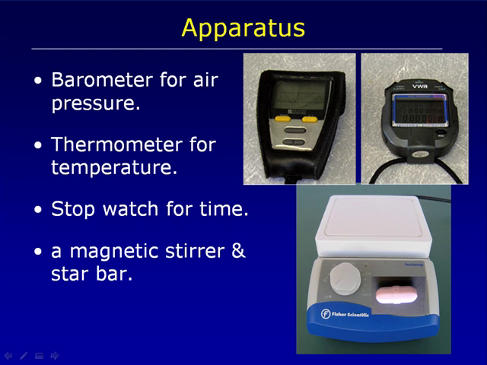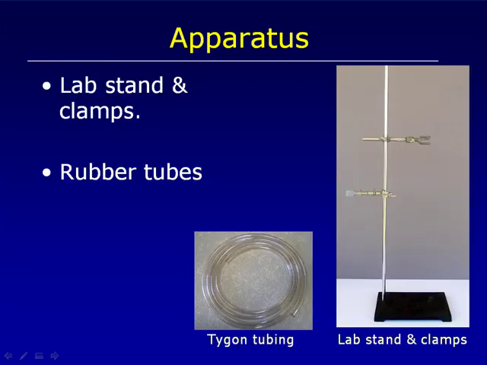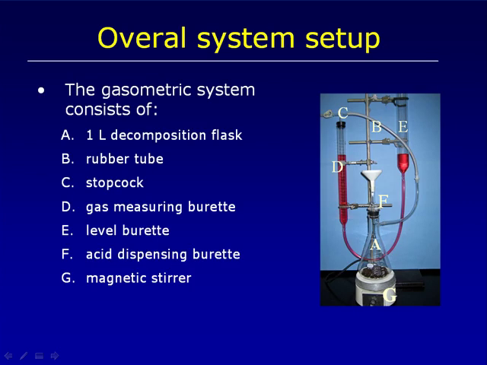The growing medium sample in an Erlenmeyer flask is going to be placed on a stirrer for agitation. This method uses fairly standard equipment, with the exception of the measuring burettes. If you provide a glass manufacturer with a diagram of the system, they should be able to provide you with a burette of the type that we use for our device. You'll need Tygon tubing and a lab stand, and here you can see the constructed gasometric system.